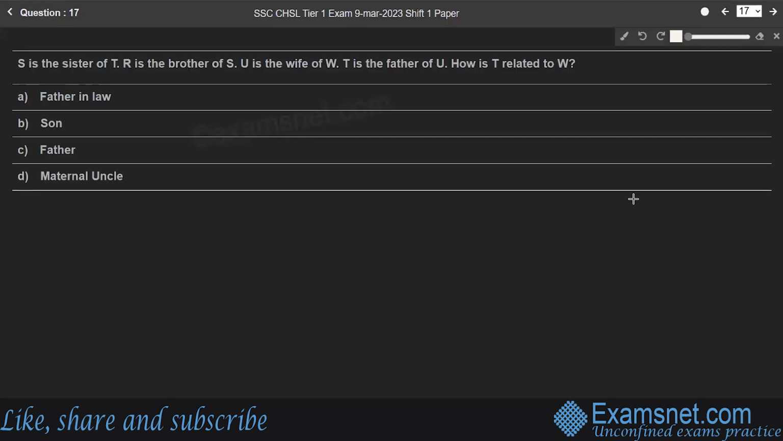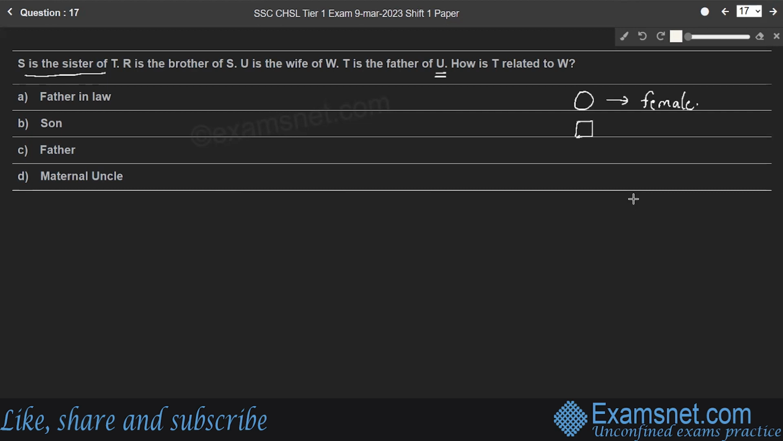Question number 17. S is the sister of T, R is the brother of S, and U is wife of W, and T is father of U. How is T related to W? So let us use some symbols to represent the relations, right? Here we use a circular symbol for all females. So let us make a family tree using these symbols.